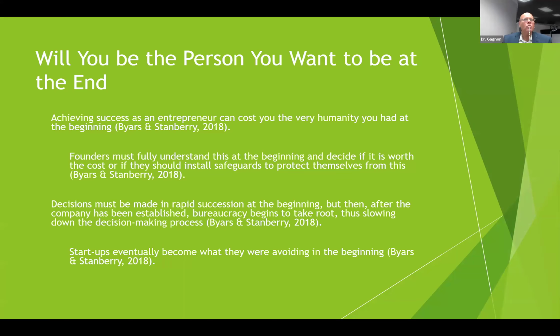Will you be the person you want to be at the end? Achieving success as an entrepreneur can cost you the very humanity you had at the beginning. Founders must fully understand this at the beginning and decide if it is worth the cost, or if they should install safeguards to protect themselves from this. Decisions must be made in rapid succession at the beginning, but then, after the company has been established, bureaucracy begins to take root, thus slowing down the decision-making process.